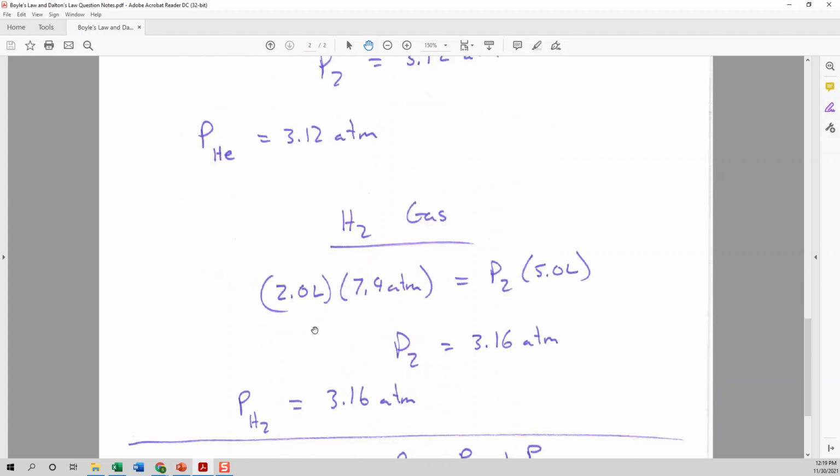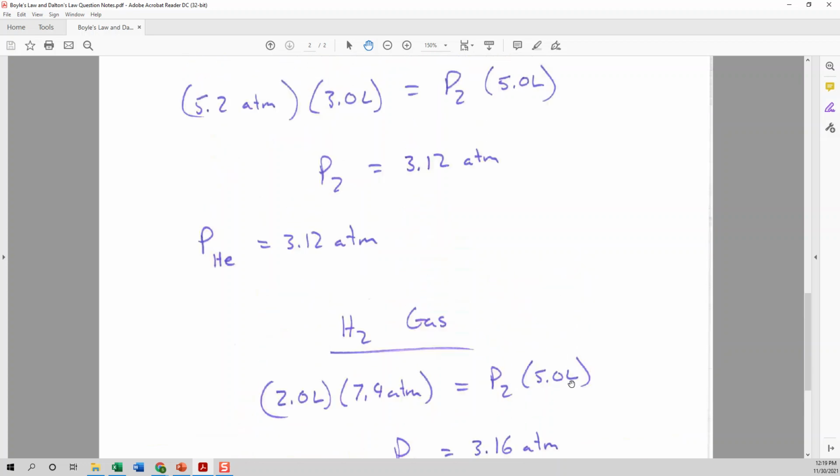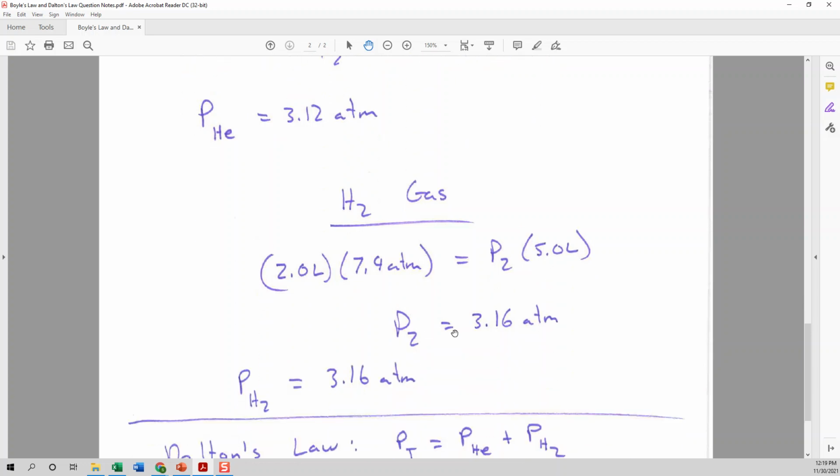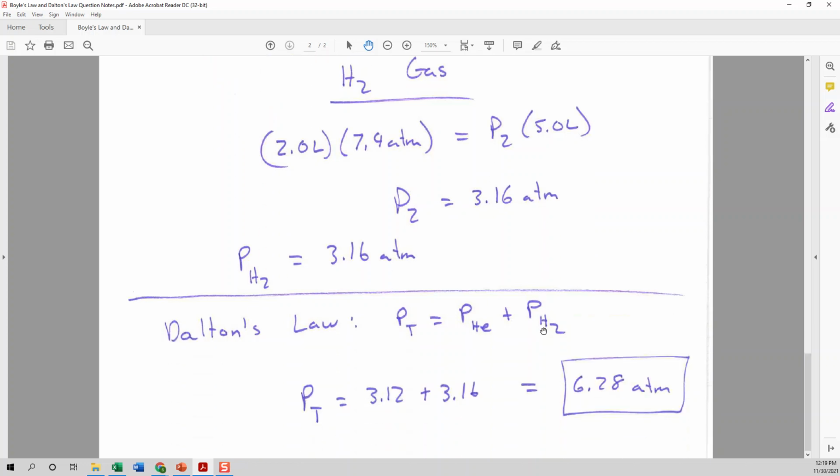Okay, now we'll do the same thing for the hydrogen gas. This was the initial volume, the initial pressure, the final volume. Notice the final volume for both gases is the same because we're putting them into the same size container. So when we solve for P2 for the hydrogen, it comes out to be 3.16 atmospheres. And then we just have to understand that if we know the pressures of each individual gas in the system, we call those partial pressures. To get the total pressure, we just add them up.